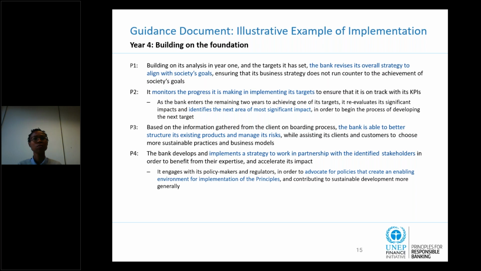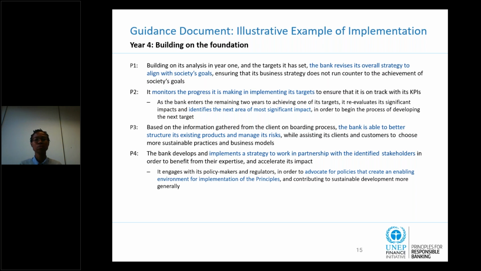Around Principle 2, impact and target setting, it's very much monitoring the progress that the bank is making and implementing its targets, making sure it's on track with the KPIs, but very much around KPIs that are much broader and much more integrated in terms of how the bank operates. And it's got 2 years remaining to achieve one of its initial targets, and it's reevaluating those impacts. And they're working through the next area of most significant impact, and it's also developing a next target or an additional target as well. Onto Principle 3, clients and customers.